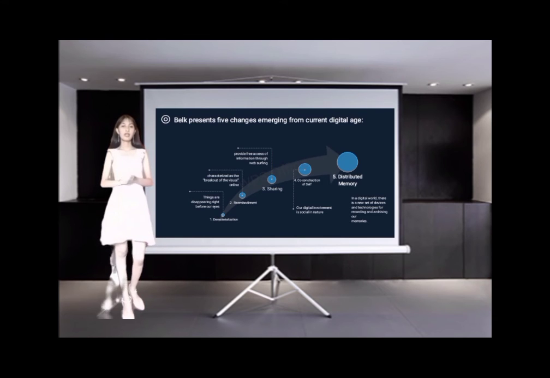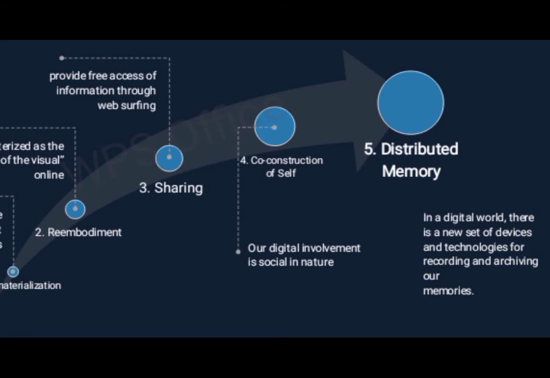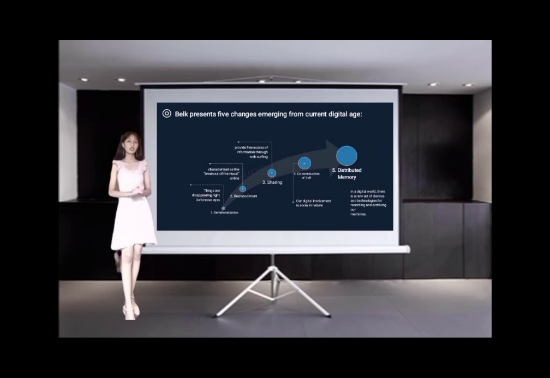Distributed memory. In a digital world, there is a new set of devices and technologies for recording and archiving our memories. Distributed memory is defined as the non-digital objects that form a part of the extended self are often able to provide a sense of past through their associations with events and people in our lives. This includes photographs, souvenirs, and etc. While in the digital world, all your memories can be recorded and archived to view later.